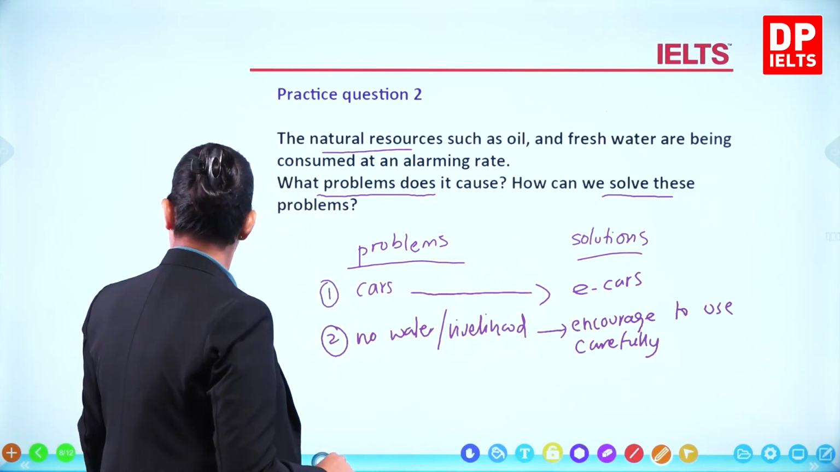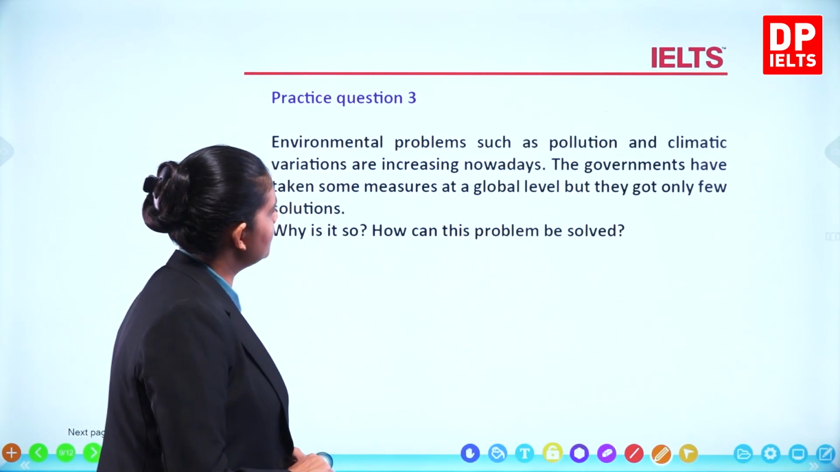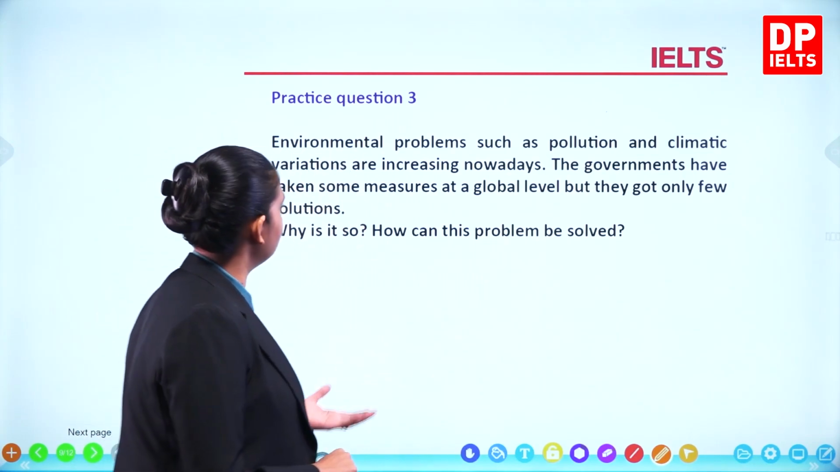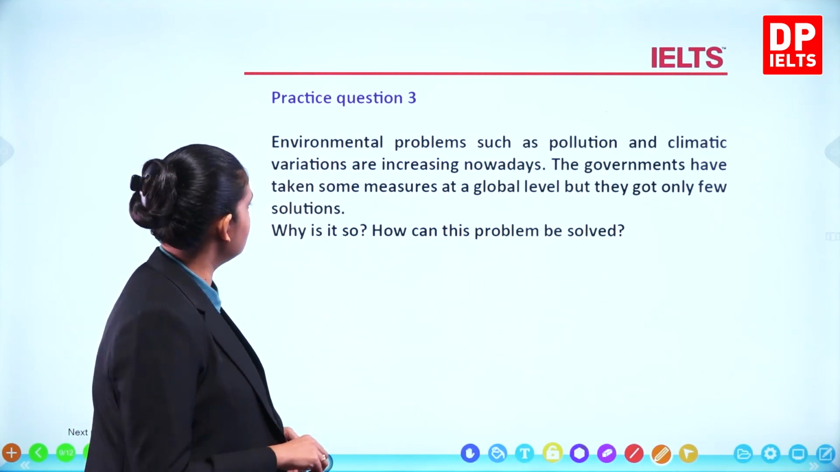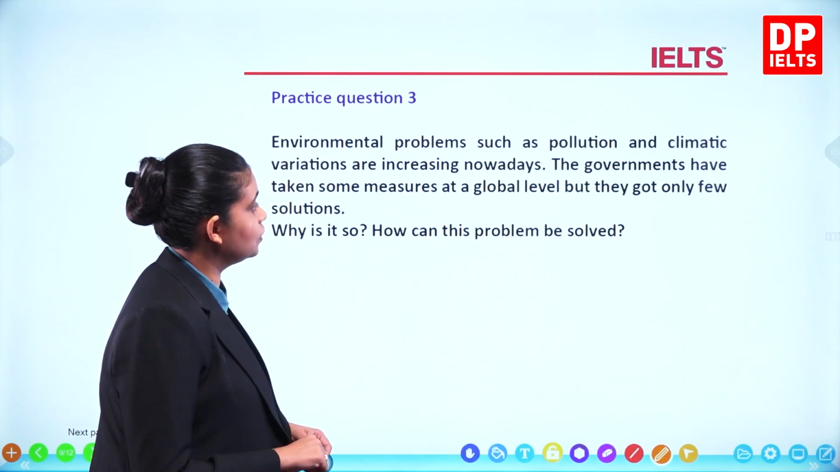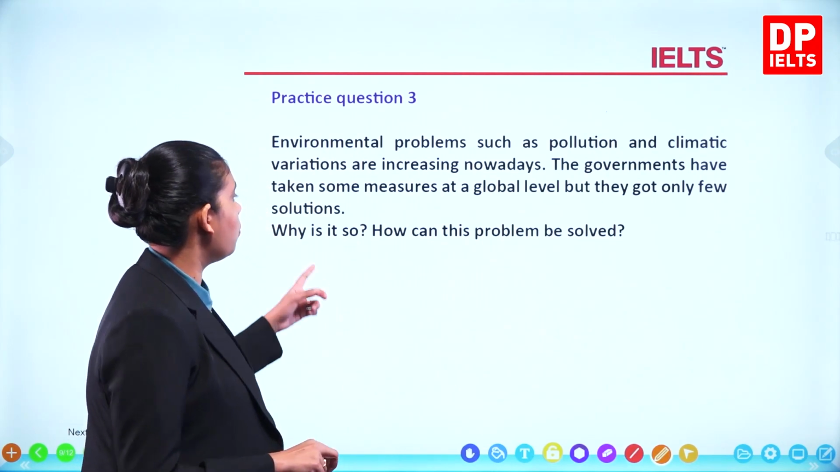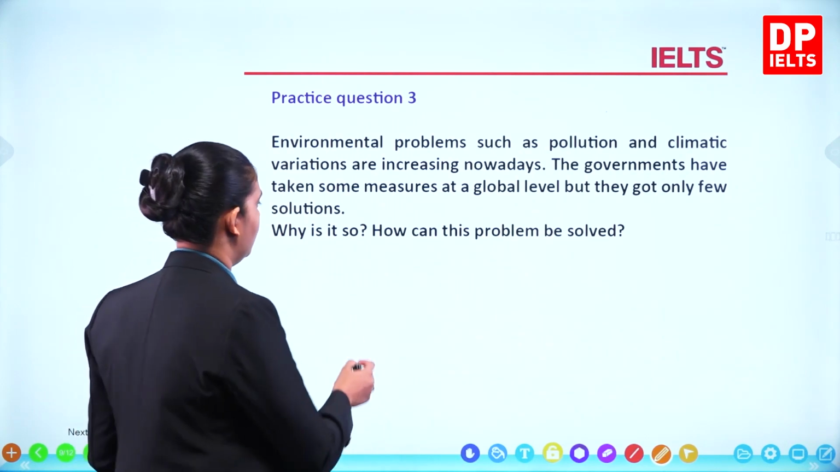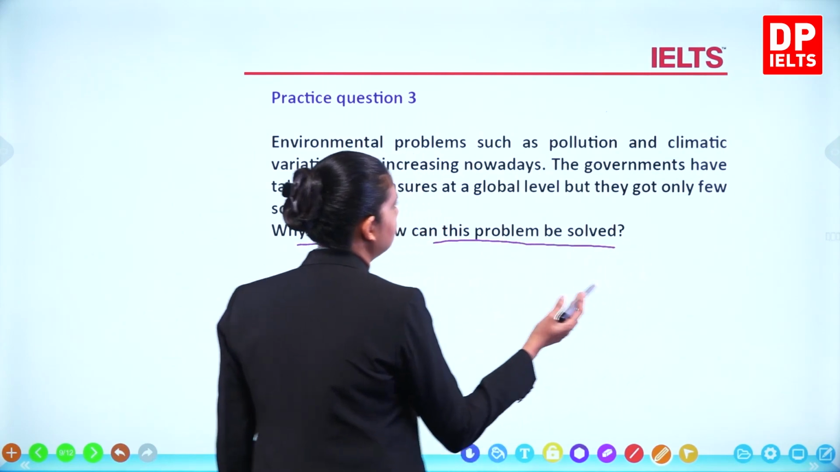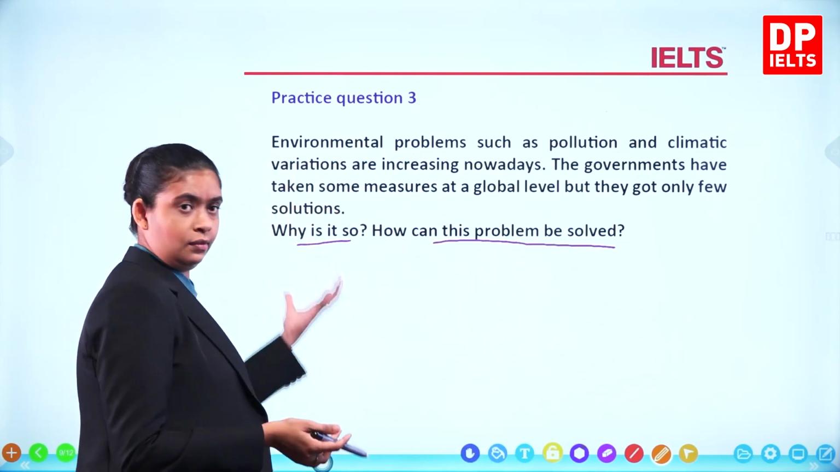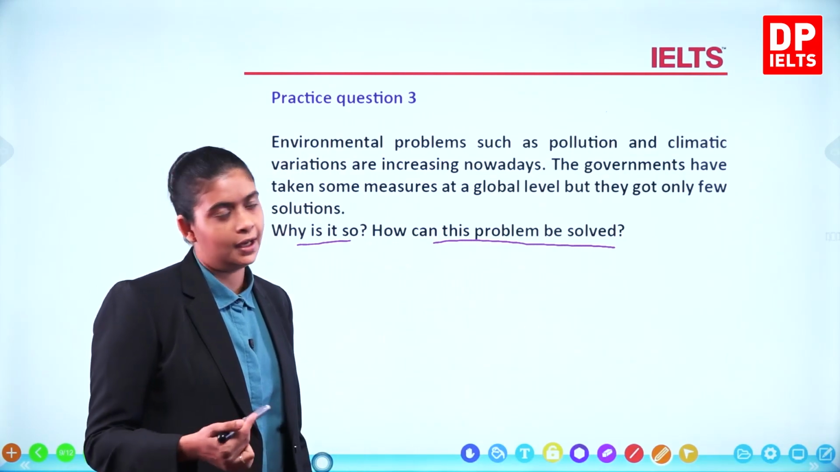Okay, so question number 3. Environmental problems such as pollution and climatic variations are increasing nowadays. The governments have taken some measures at a global level, but they got only few solutions. Why is it so? Why do you think this is the case? And how can this problem be solved? Again, think about why, what are the reasons, and how can the problem be solved?